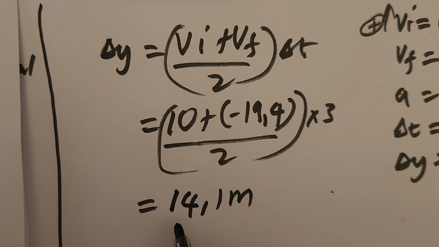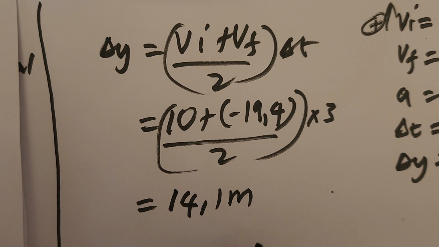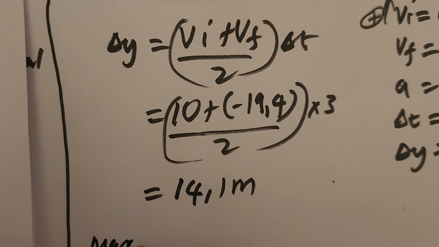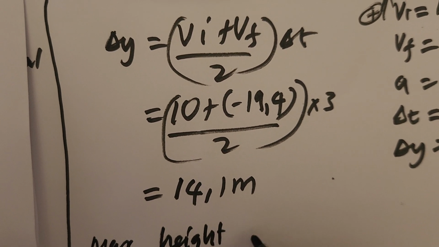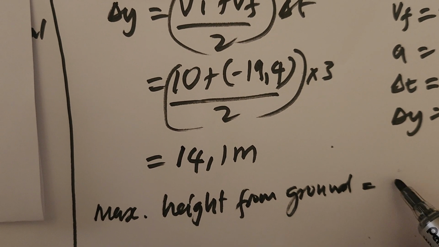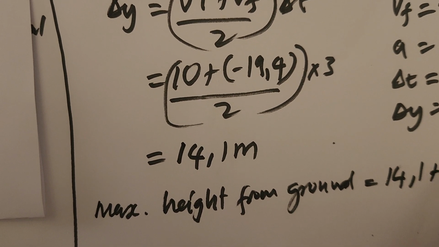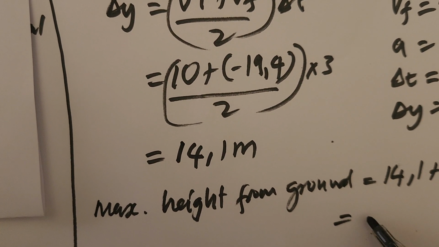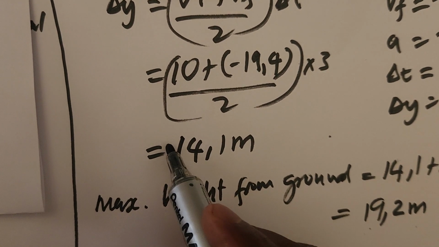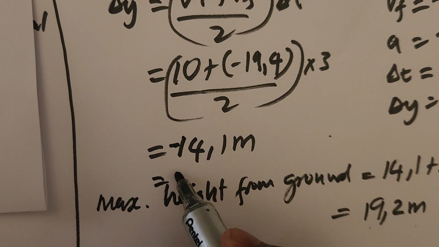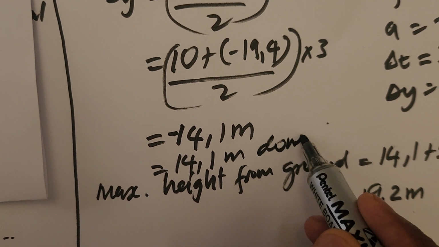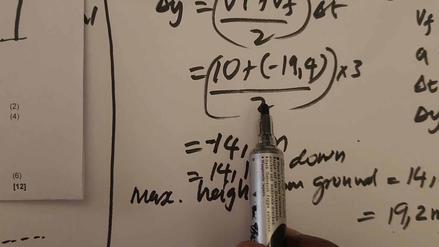Now this is the height of the cliff, but we need the height from the ground. Therefore, the maximum height reached by the ball from the ground will be the same as 14.1 plus 5.1. This will give us 19.2 meters. So remember, this one, it will be negative. Why is it negative? It is because it's 14.1 meters down in this case, sorry.